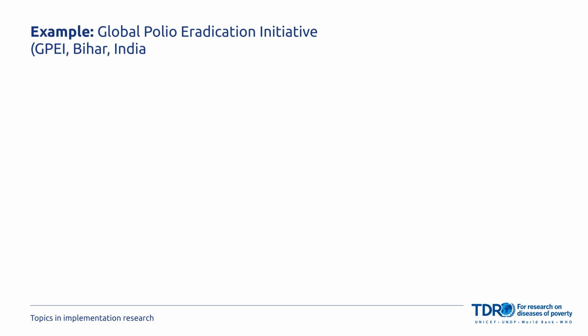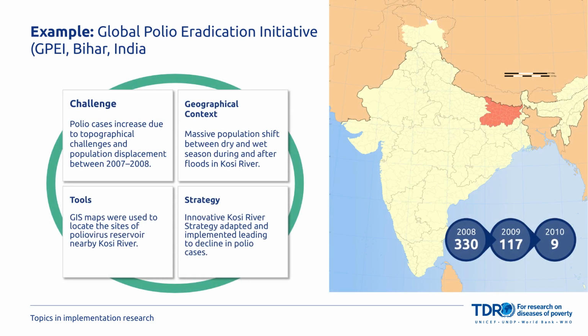Let's look at an example. In the Indian state of Bihar, in spite of having interventions in place, polio cases were reported in 2007 and 2008. The area has frequent natural disasters, with subsequent displacement of its population, resulting in 15 to 20% of children missing their polio drops. Several innovative approaches were incorporated into the program, taking into consideration these contextual geographical requirements.